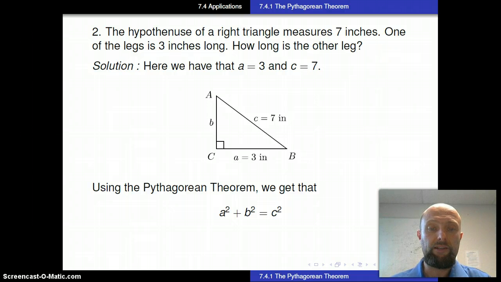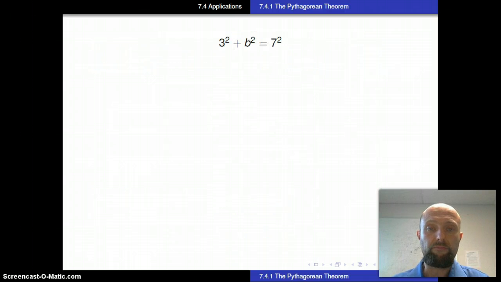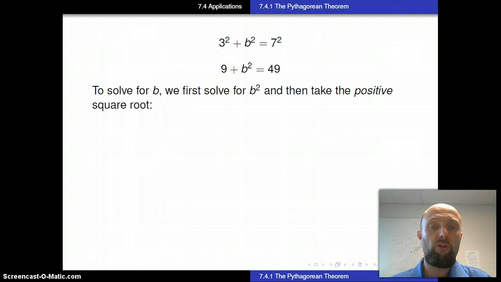We get that a squared plus b squared is c squared. Substituting the values for a and c, we get 3 squared plus b squared is 7 squared. Simplifying, we find 9 plus b squared is 49. To solve for b, we first solve for b squared by moving the 9 to the right hand side and then taking the positive square root. So b squared is 49 minus 9, which is 40. So b is the square root of 40.